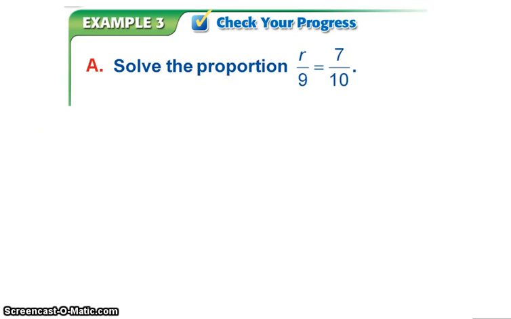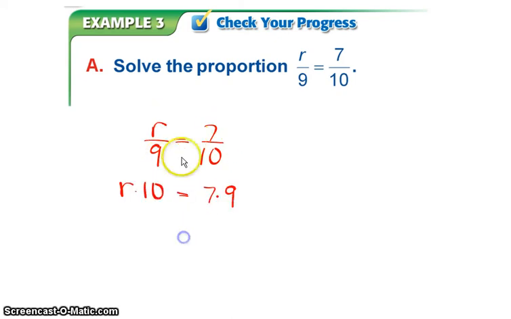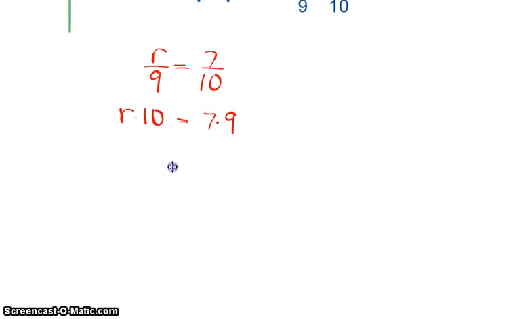Okay, you have two practice problems. Go ahead and pause the video and try those. Okay, let's see how you did. Okay, here's our proportion. We're going to do our cross products here. So r times 10 and 7 times 9, or 9 times 7, doesn't matter. Go ahead and simplify, and we get 10r equals 63.